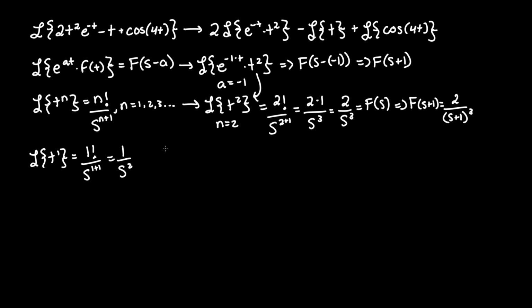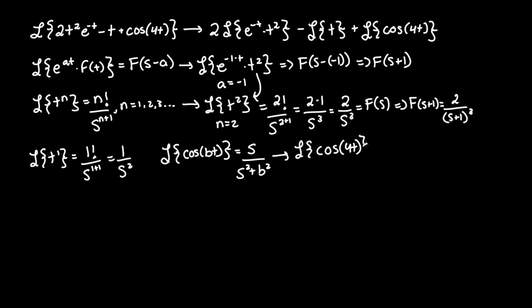Lastly, for our cosine term, we have to understand the Laplace property of cosine, where we'll call the coefficient of t b for any integer. And this equals s over s squared plus b squared. So from our equation, we have Laplace of cosine of 4t, so you can already tell b equals 4. And all we have to do is plug that in. So now it's s over s squared plus 4 squared. And that's everything we need.